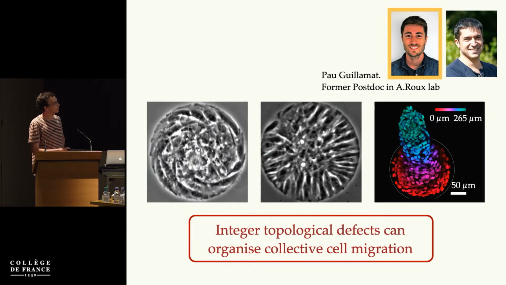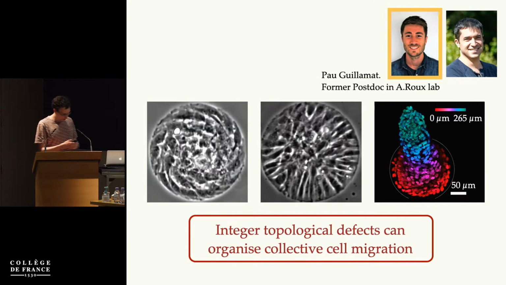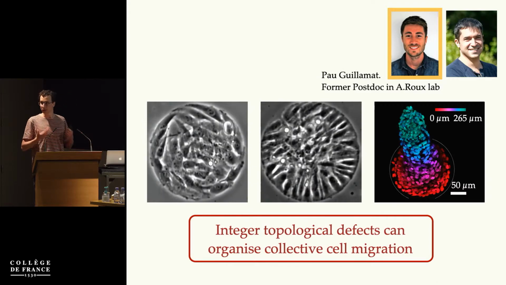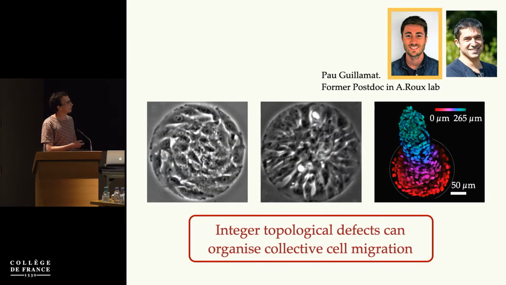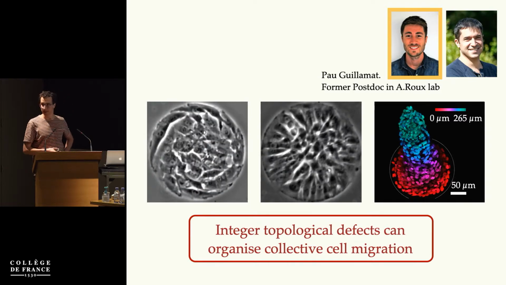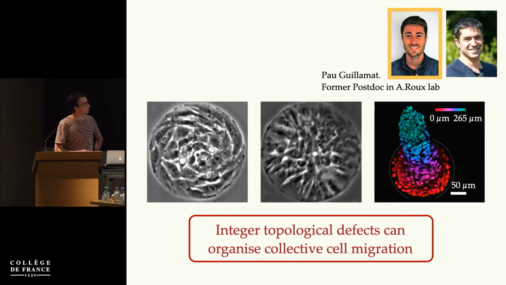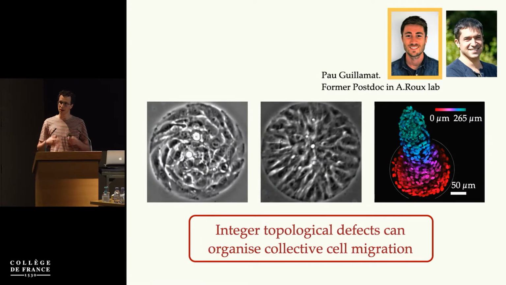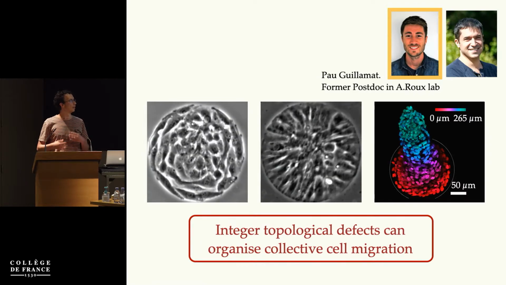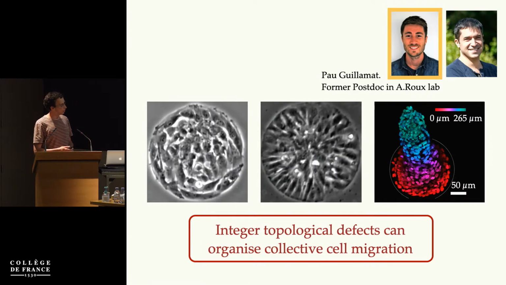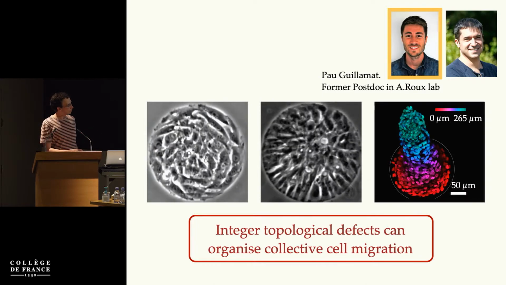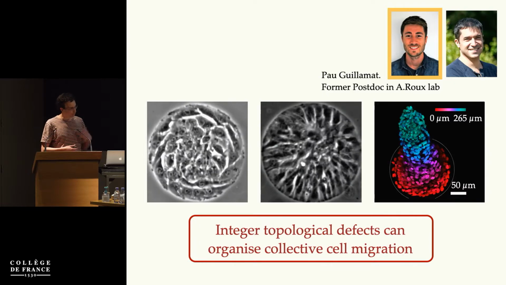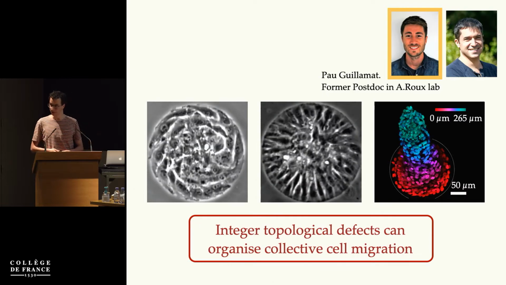So given this self-organization process, we wanted to understand more deeply how cells were able to give rise to these different dynamical states. And in particular, the question that we asked ourselves is how the interplay between activity and order mediated by these integer topological defects, under which condition it can give rise to these 3 different states.